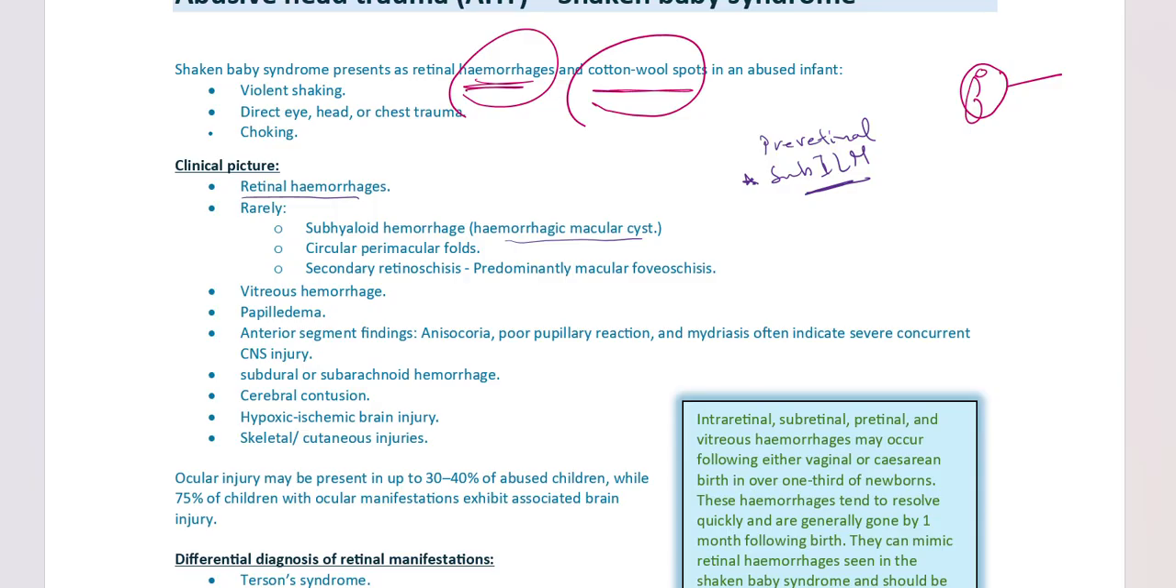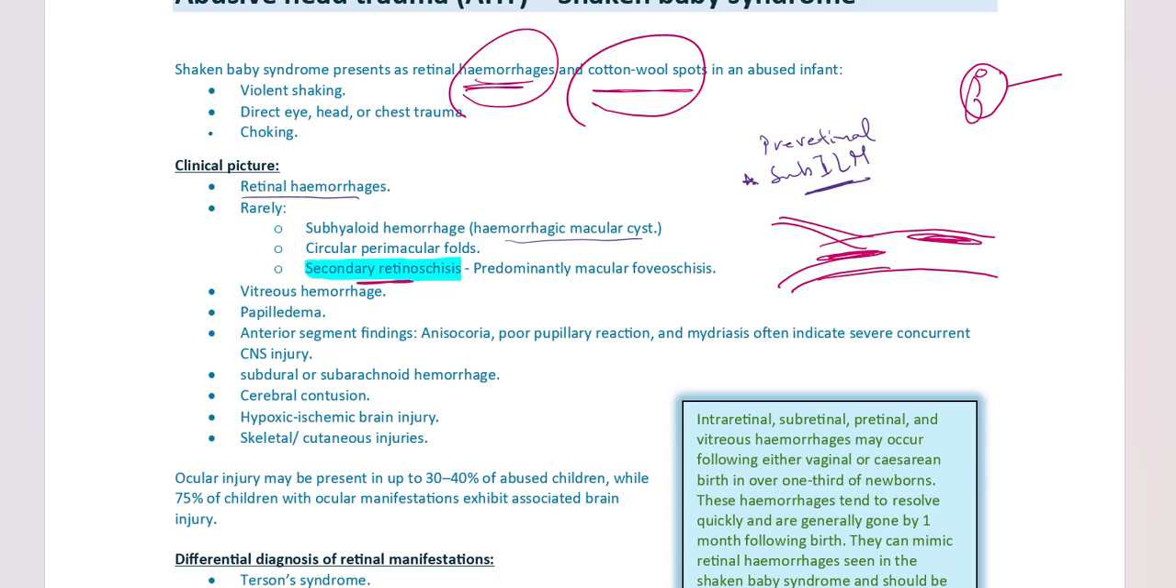There is also secondary retinoschisis, because when there is a bleed under the sub-ILM or in between the retinal layers, this might end up causing splitting of the layers of the retina, which we call retinoschisis. Secondary retinoschisis in the middle-aged group might be secondary to intermediate uveitis.